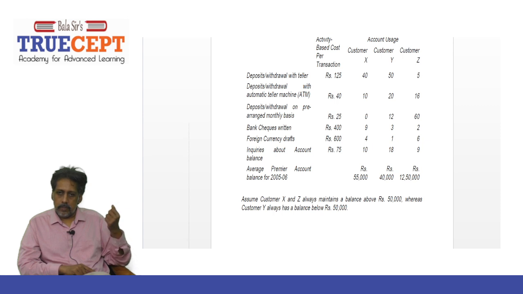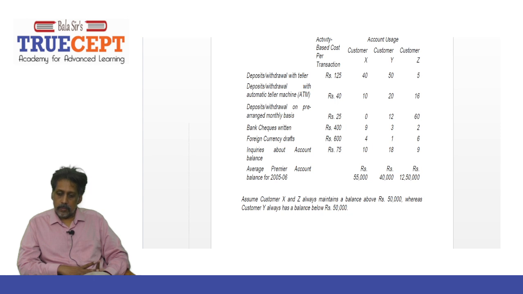Next, bank checks returned. Rupees 400 per transaction, X 9, Y 3 and Z 2. Next, foreign currency drafts, rupees 600 per transaction. And inquiries about account balances, rupees 75 per transaction: 10, 18 and 9.